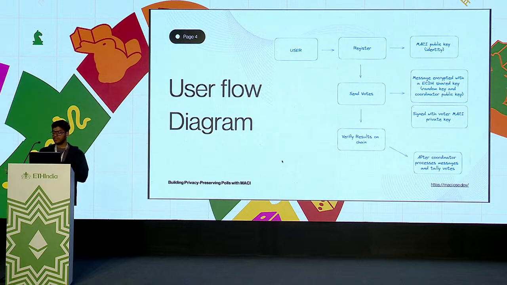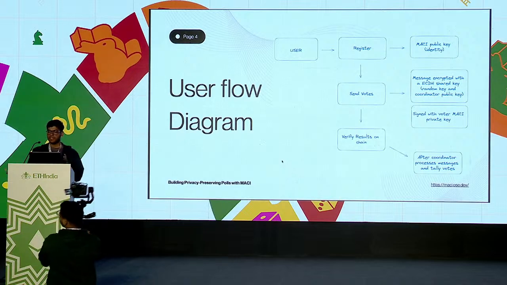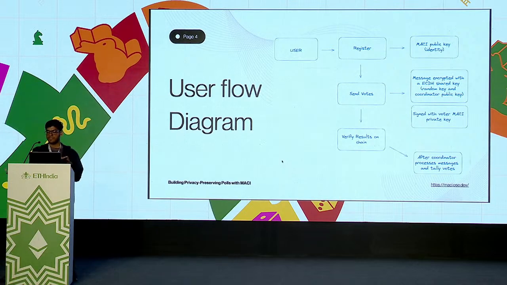That process includes the creation of a vote message. That message will be encrypted by an ECDH shared key, which is a pair of a random key and the coordinator public key. And then this message is signed with the Macy private key. Now, after the execution of this poll, the results will be verifiable on chain after the coordinator has processed all the messages and tallied votes.